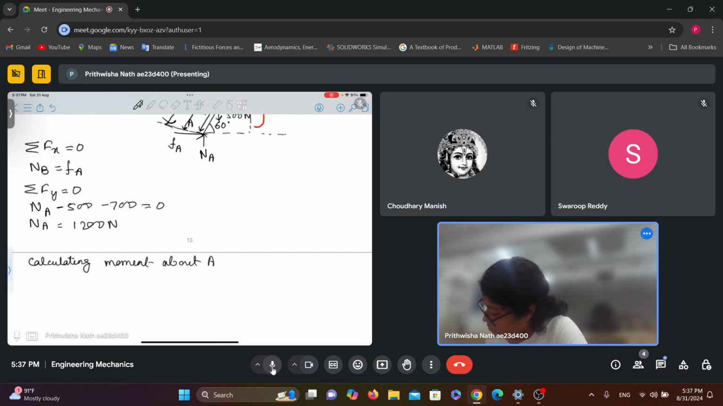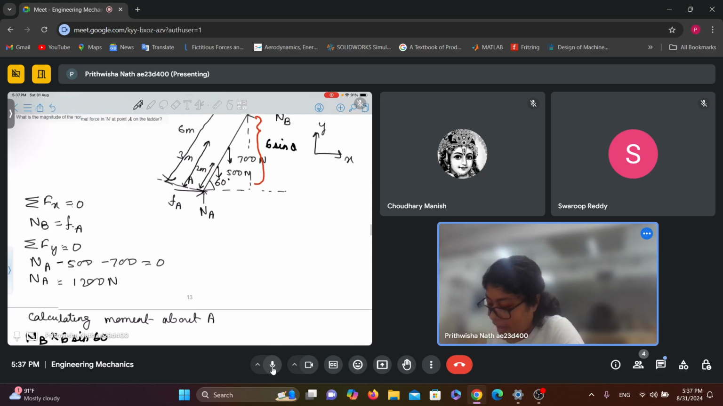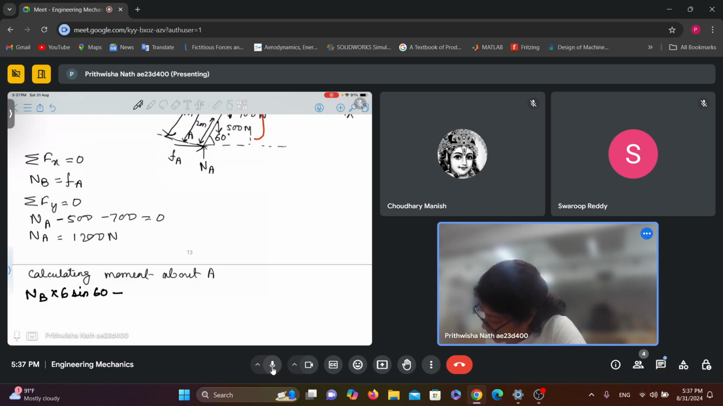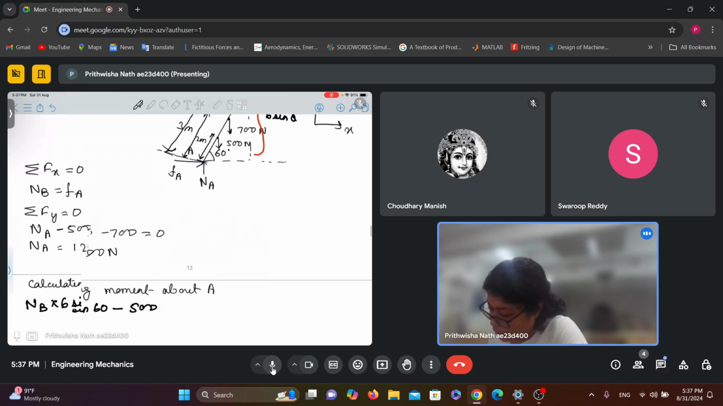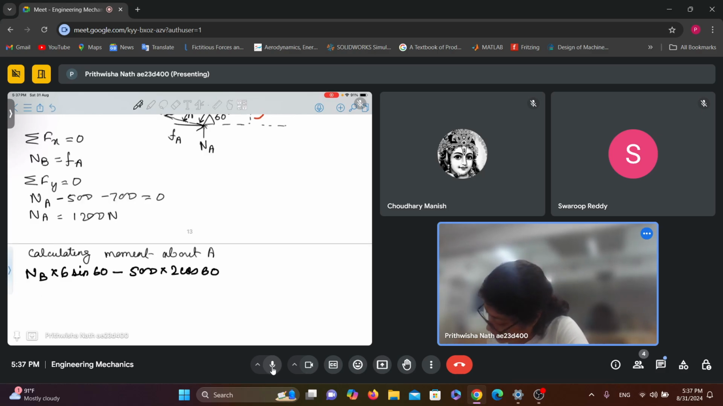So NB into 6 sine 60, 500 is causing a clockwise moment, so it should be negative, 500 into 2 cos 60, right? And 700 is also causing a clockwise moment, so 700 into 3 cos 60 degree.